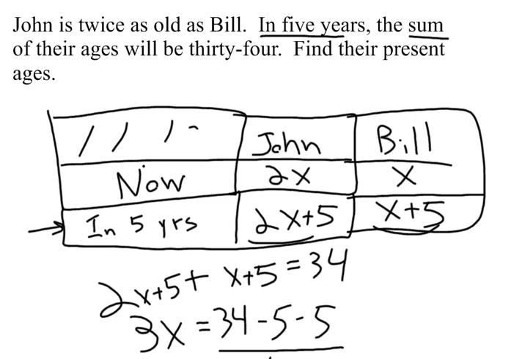It says find their present ages, and that means both of them. So we have to plug in 8 here. X equals 8. That's just 8. And 2x is 2 times 8, which equals 16. So their ages are 16 and 8.